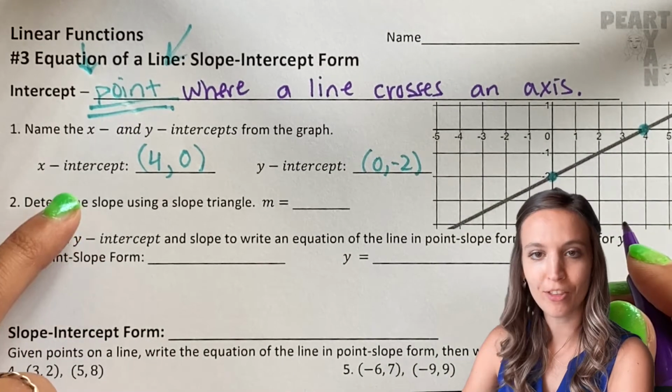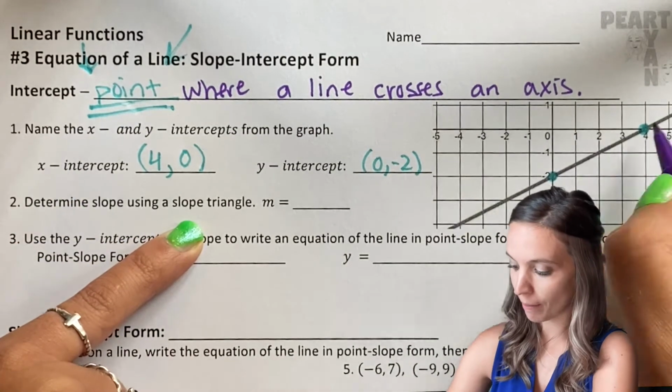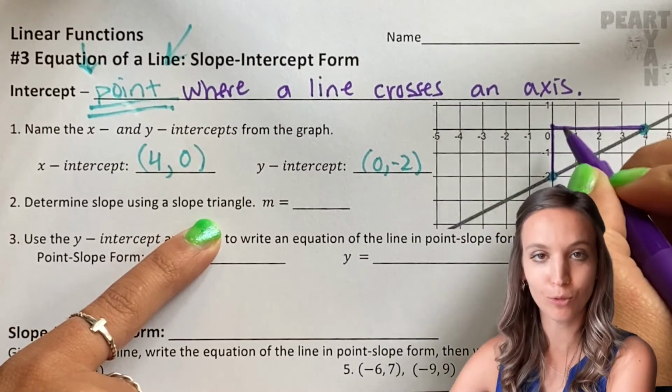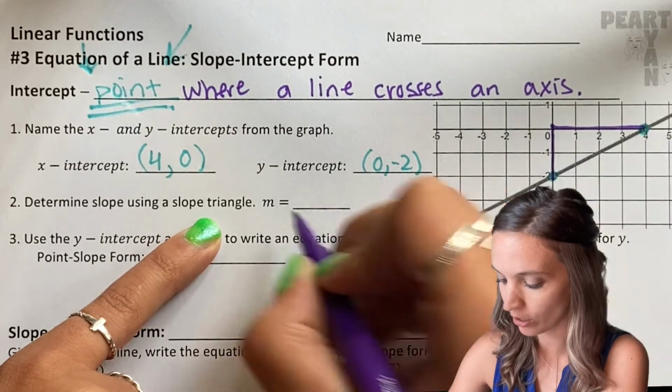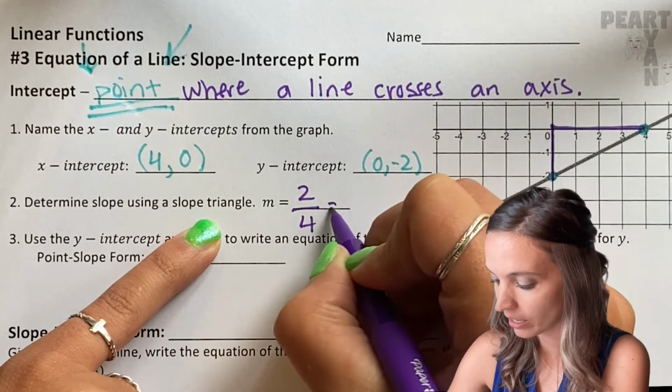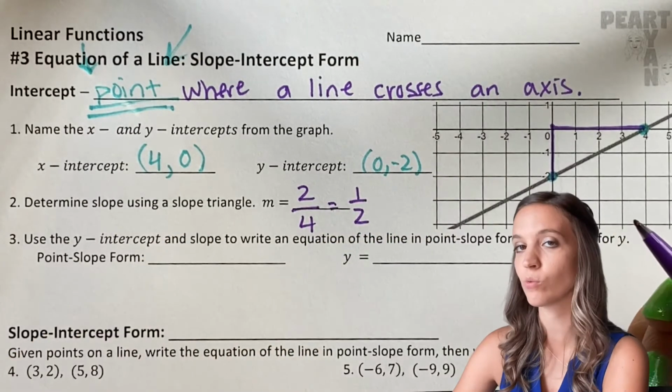Okay, next one, determine the slope using the slope triangle. Okay, so I've got my 2 points already designated here. So using my slope triangle, I rise up 2 and over 4. So 2 divided by 4 equals 1/2. So my slope is 1/2.